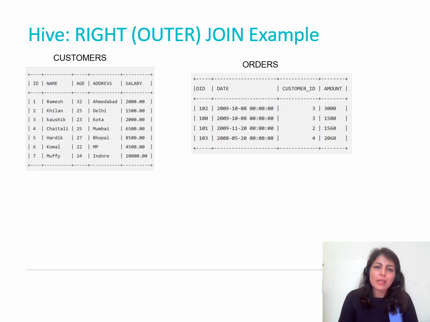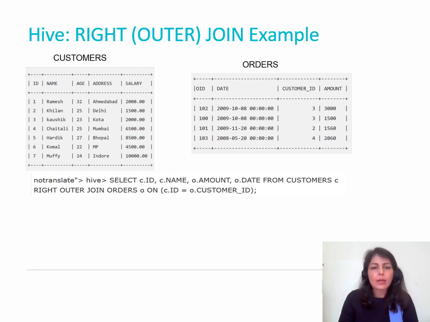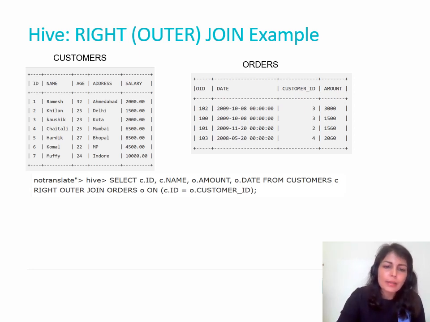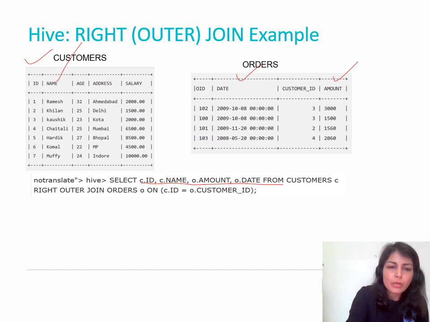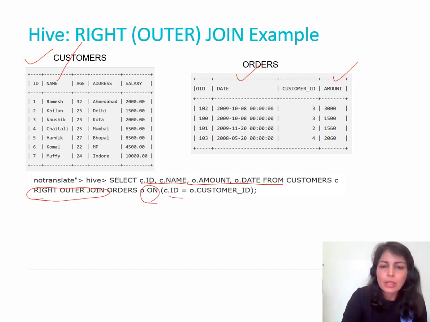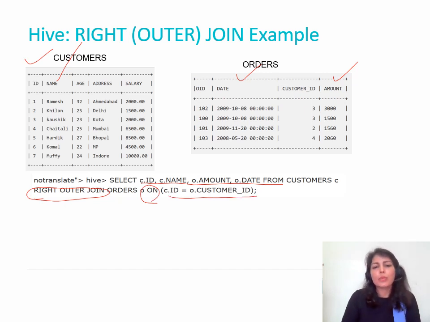Again, we have customers and orders tables. Let's see the syntax. We select ID and name from the customers table, and amount and date from the orders table, and we want to have a right outer join to combine the customers and orders tables. So this is a right outer join, with the keywords JOIN and ON. The condition is, of course, that the values of the common column should be equal.